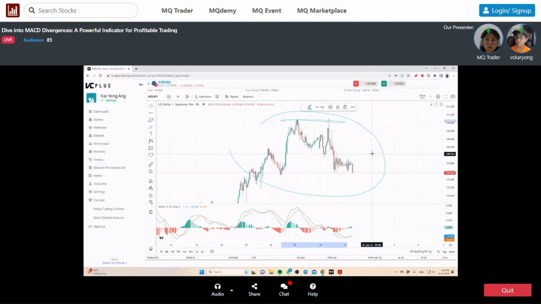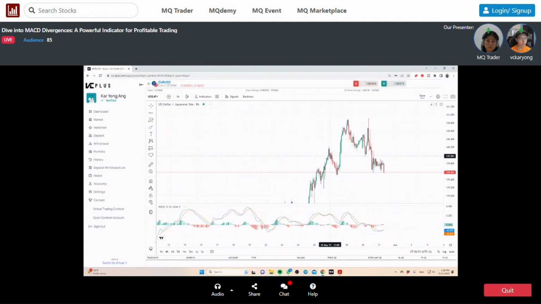Okay. So the next question is, since we are talking about MACD being a slightly lagging kind of indicator, how do we counter the drawbacks? Yeah, so this is where, like I briefly mentioned, yes, it's lagging, but it doesn't mean it's bad in a way.